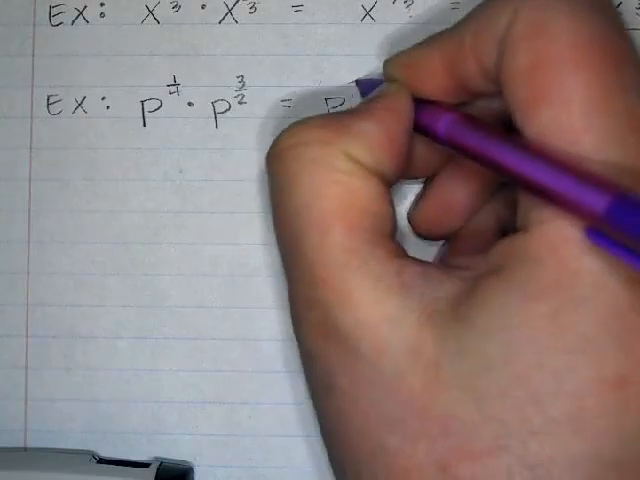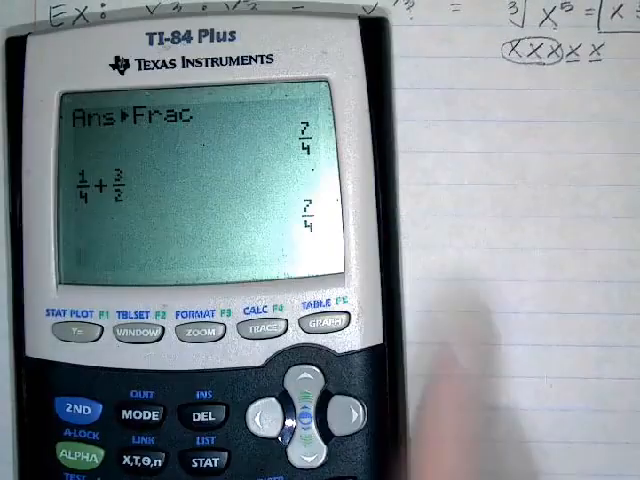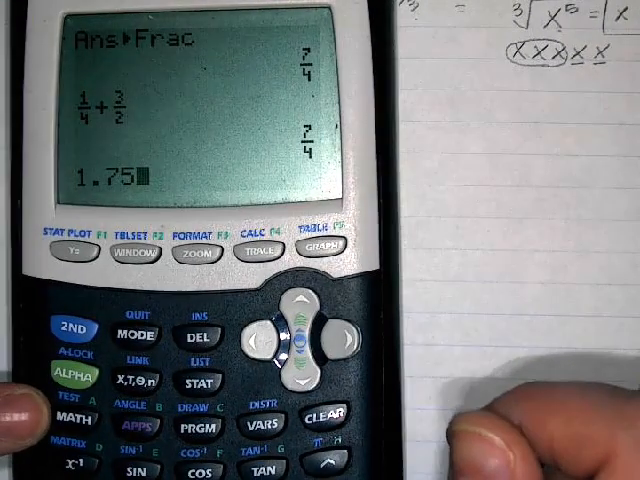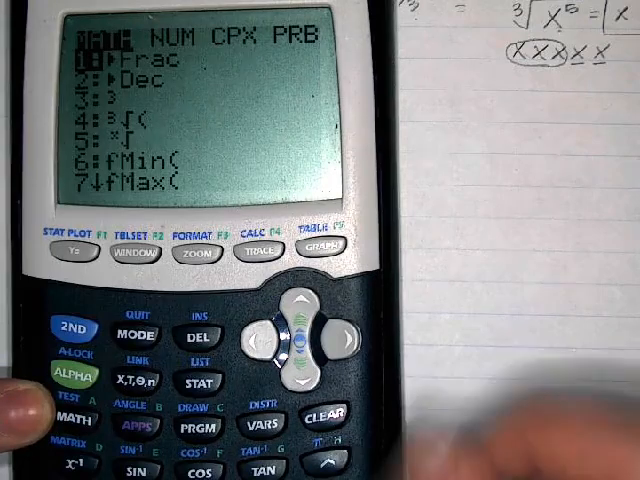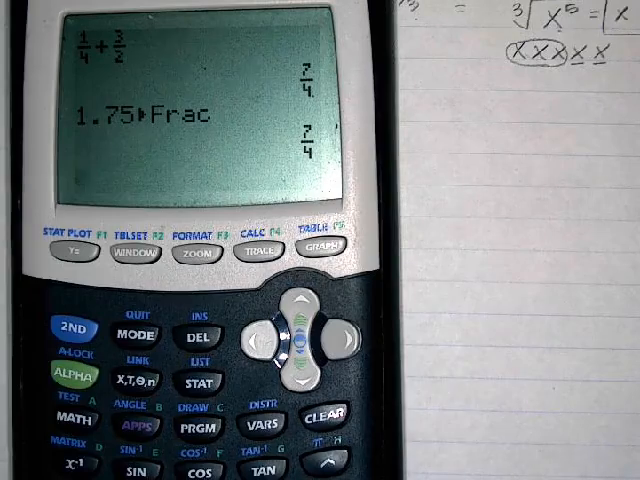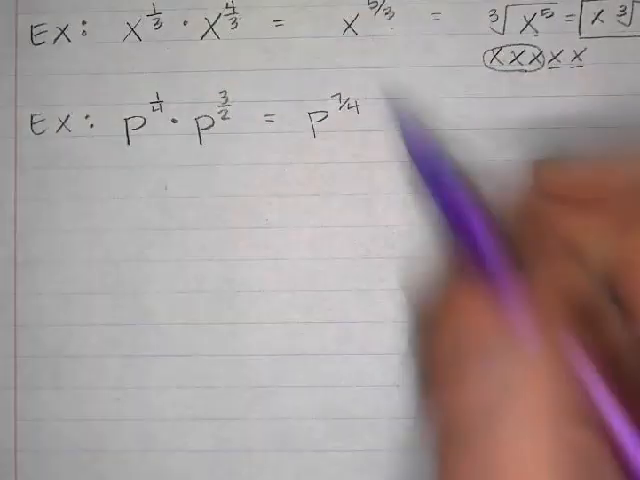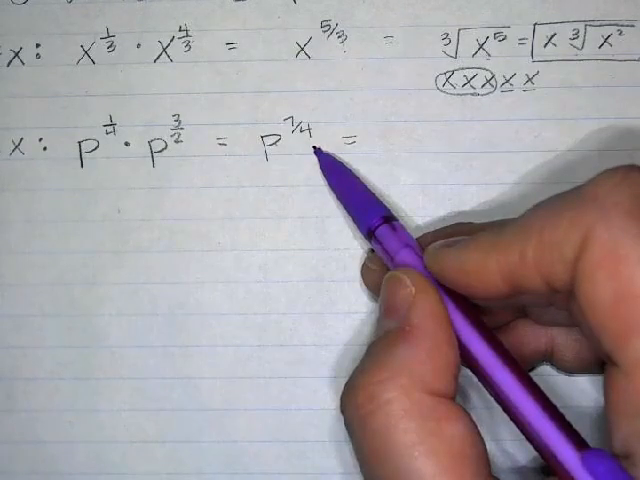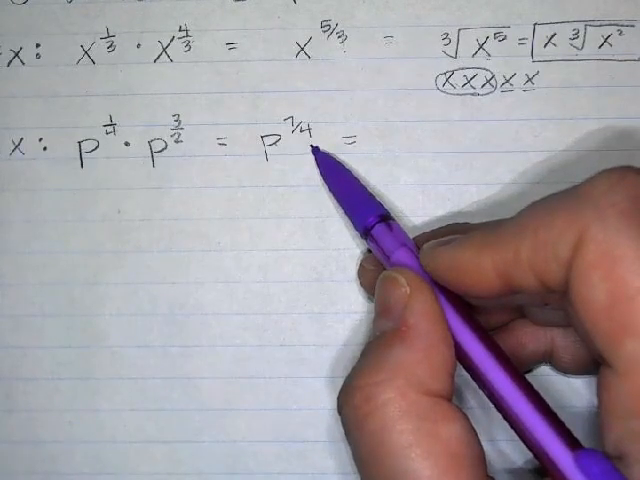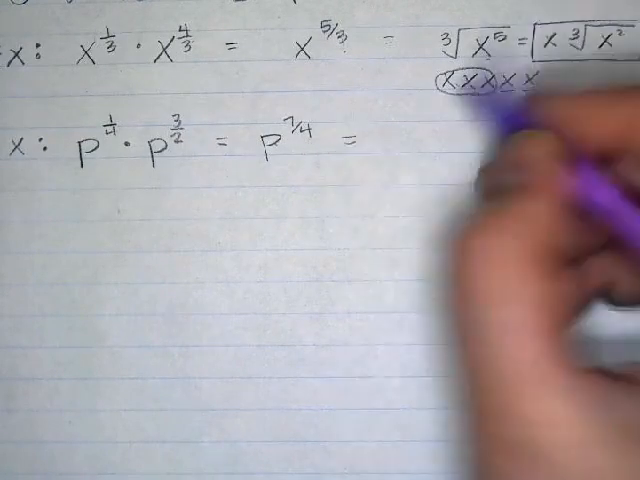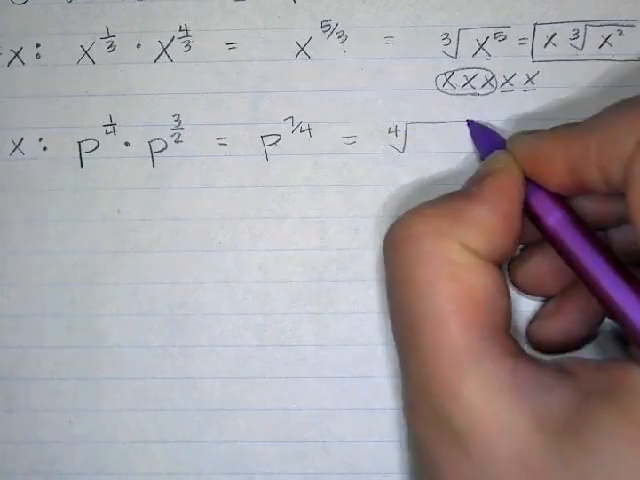To take a decimal and turn it into a fraction, you would hit the math button, which is right underneath the green button, and press enter on number 1, and then it'll turn it into a fraction. Okay, so now we're going to do step 3 and convert this back into a radical. So what type of radical is this? Not a cube, it's a 4th root. And what do we have underneath the 4th root?